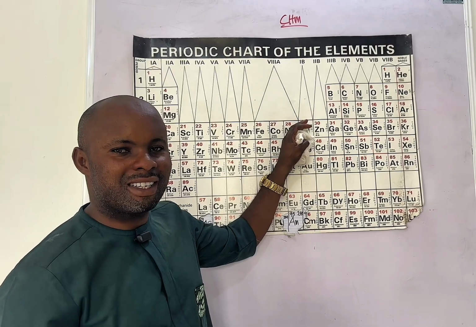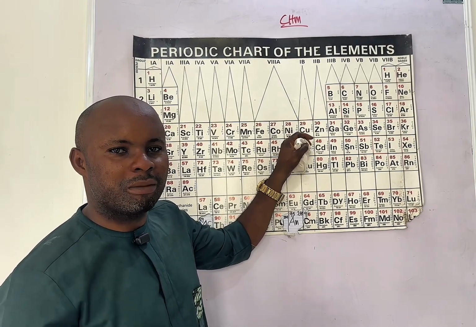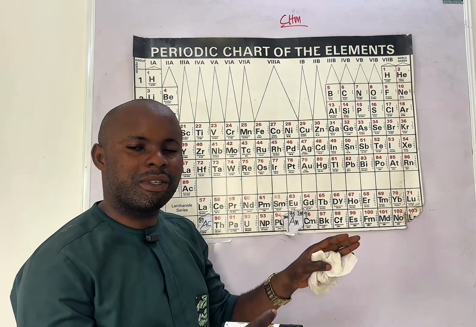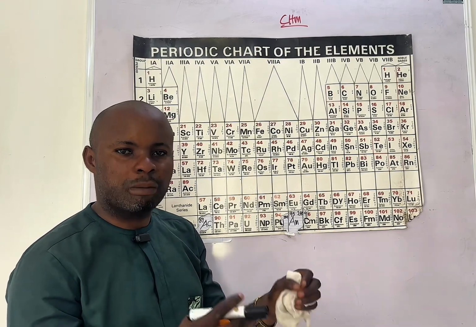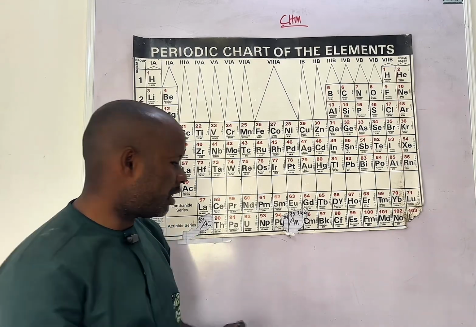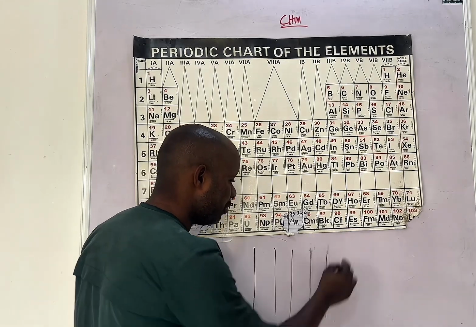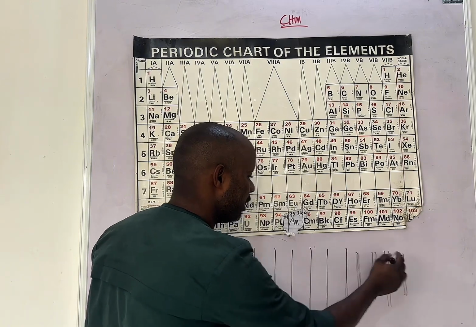So in our SS1, we were introduced to this topic known as the periodic table, covering the first 20 elements. We are told that this table is the arrangement of elements in a tabular form using the atomic number. In SS1, we are told that we have 8 groups: 1, 2, 3, 4, 5, 6, 7, 8.